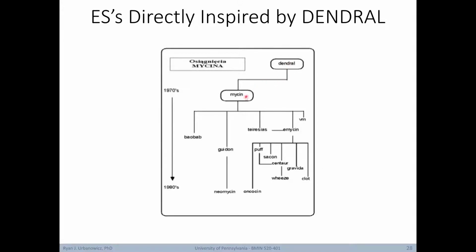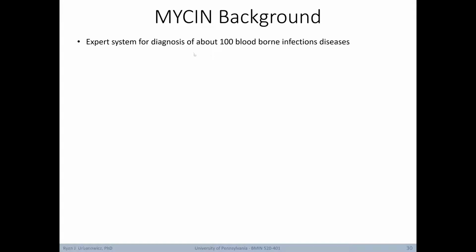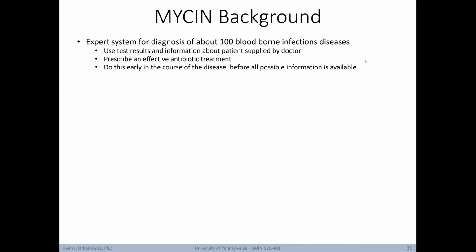One of the closest descendants of DENDRAL was MYCIN itself. Now we'll shift gears and talk about the MYCIN expert system. A little bit more background on MYCIN. It was an expert system designed for the diagnosis of about 100 bloodborne infectious diseases. It uses test results and information about patients supplied by the doctor and outputs a prescription for an effective antibiotic treatment. The system was designed to be used early in the course of disease before all possible information might be available.